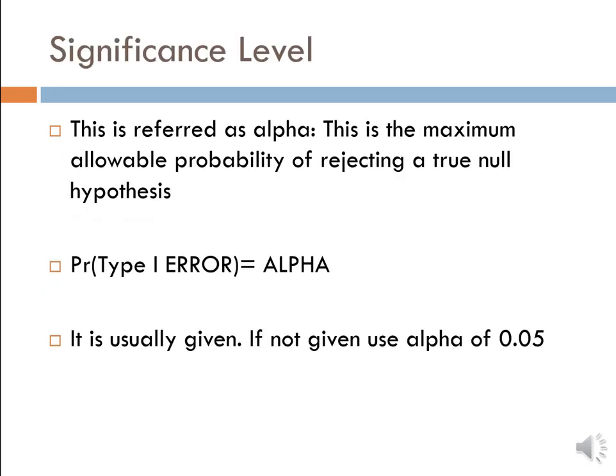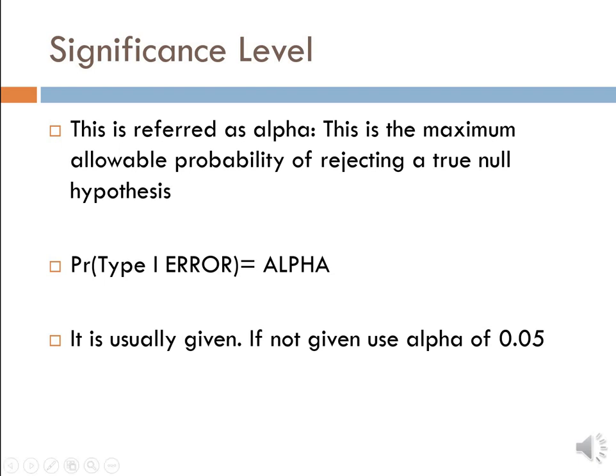Cool. So the next point is determining the significance level. The significance level, in its simplest term, is the probability of rejection of the null hypothesis. The technical definition of it is the maximum allowable probability of rejecting a true null hypothesis, which we also call a type 1 error. So we say that alpha, or the significance level, is just the probability of committing a type 1 error.